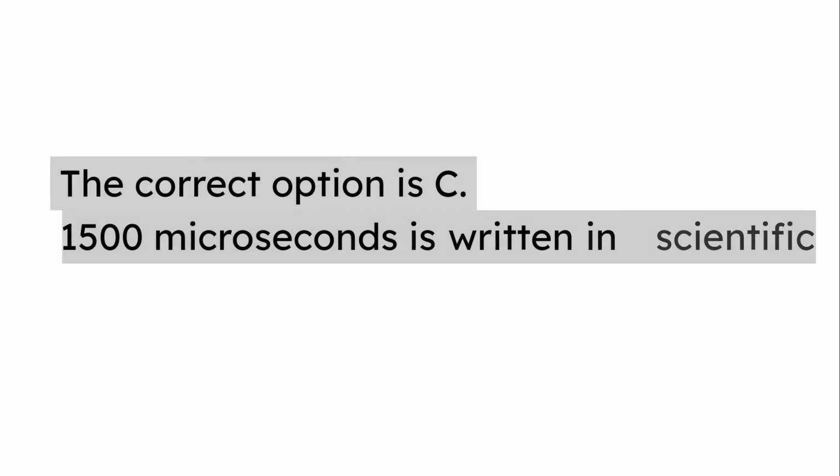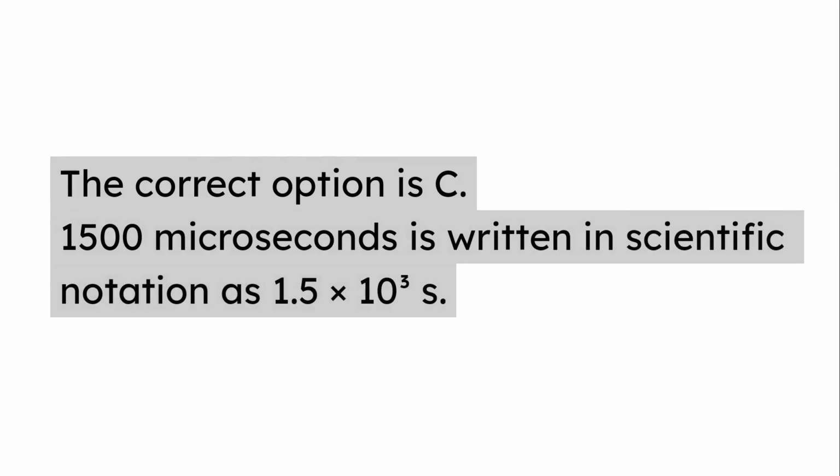The correct option is C. 1500 microseconds is written in scientific notation as 1.5 times 10 to the power of 3 s.